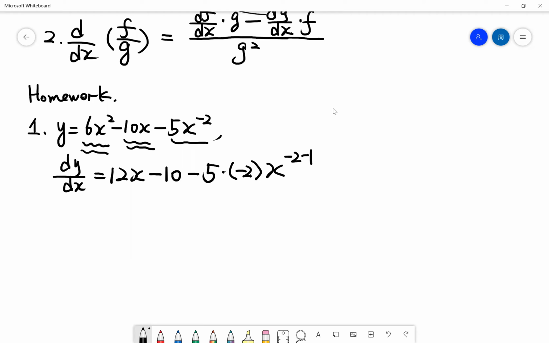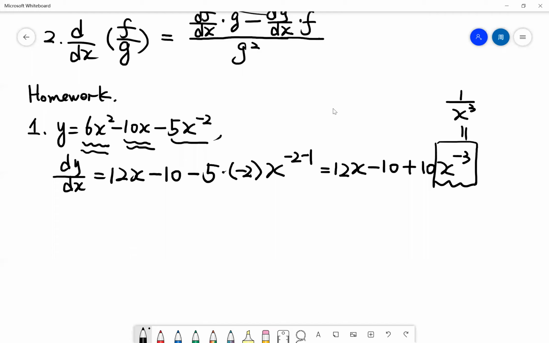So here we can get the final result, that is 12x minus 10 plus 10x power minus 3. Or x power minus 3, you can also write 1 by x power 3. They are the same. So this is the solution for the first one. I think it is easy, right?